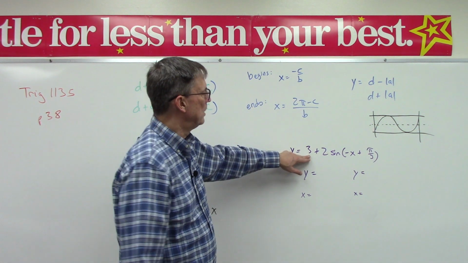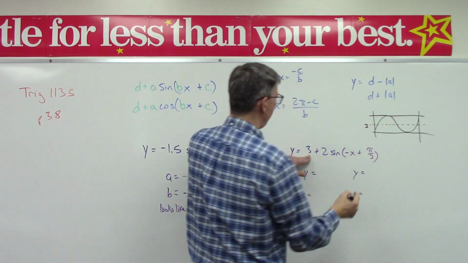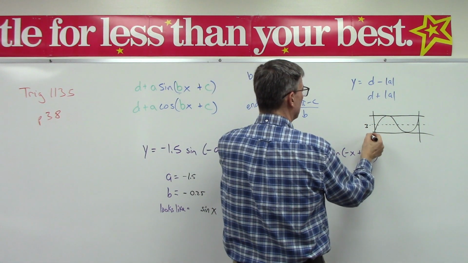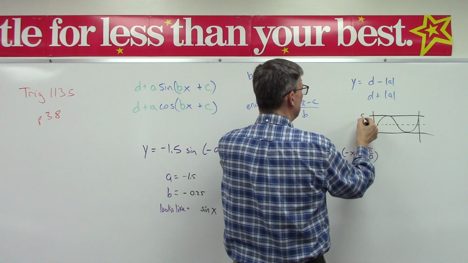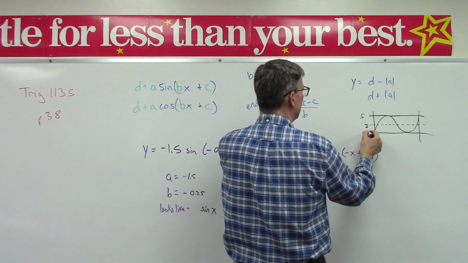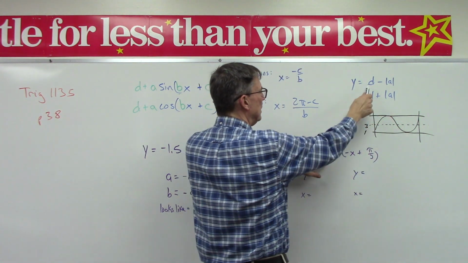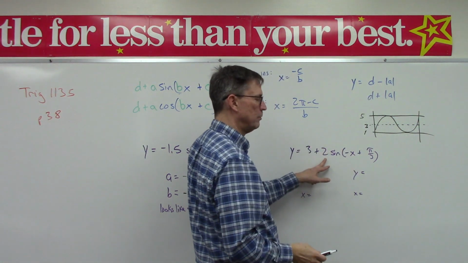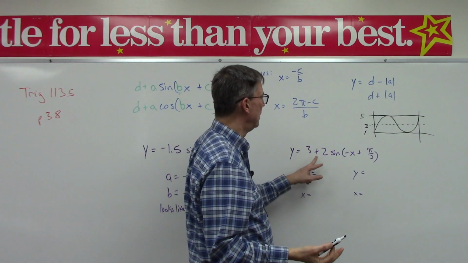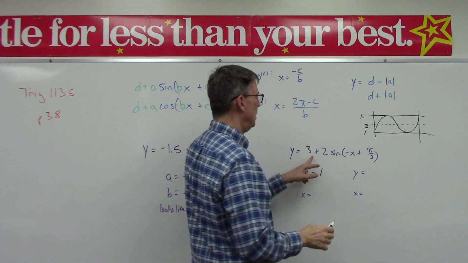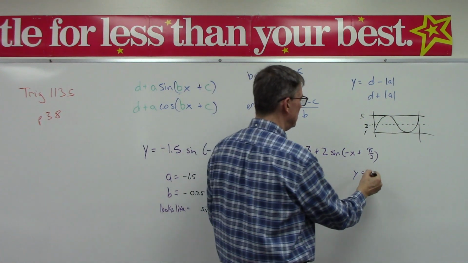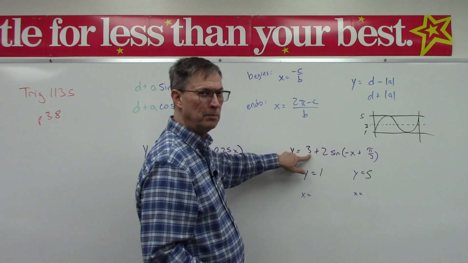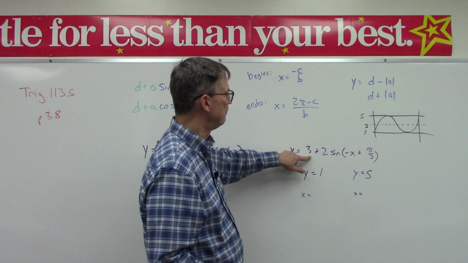So this one says it's symmetrical around 3, and it's going to go up 2 and down 2, okay? So if you go up 2 from 3, you're going to be at 5, and if you go down 2 from 3, you're going to be at 1. Well, the formula is we take the d value, which is 3, we subtract the absolute value of 2, which is 2. So 3 minus 2 is 1. 3 plus 2 is 5. Okay, so it's 2 units above and below this midline.